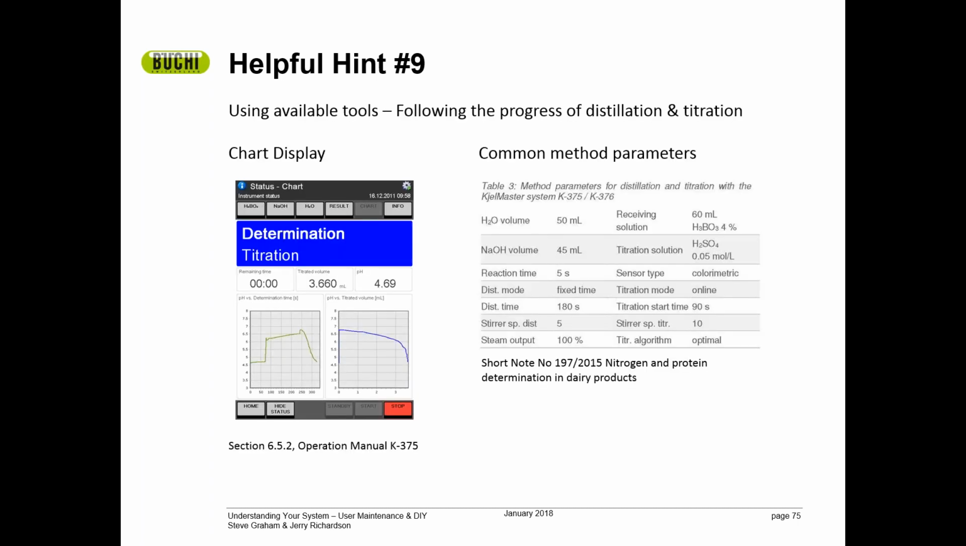Okay, another helpful hint that we're going to talk about is highlighted in the K375 by the chart display. The chart display gives us a real-time pH of what the system is doing at any given time. This is really, really beneficial for not only monitoring the system itself, but also coming up with a better method for your particular samples, called method development. We may need to change some of the parts of the method to accommodate your samples.